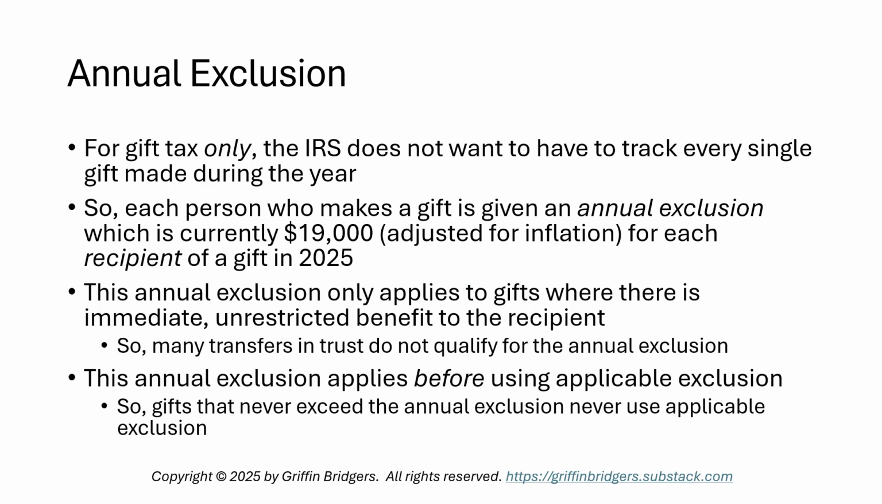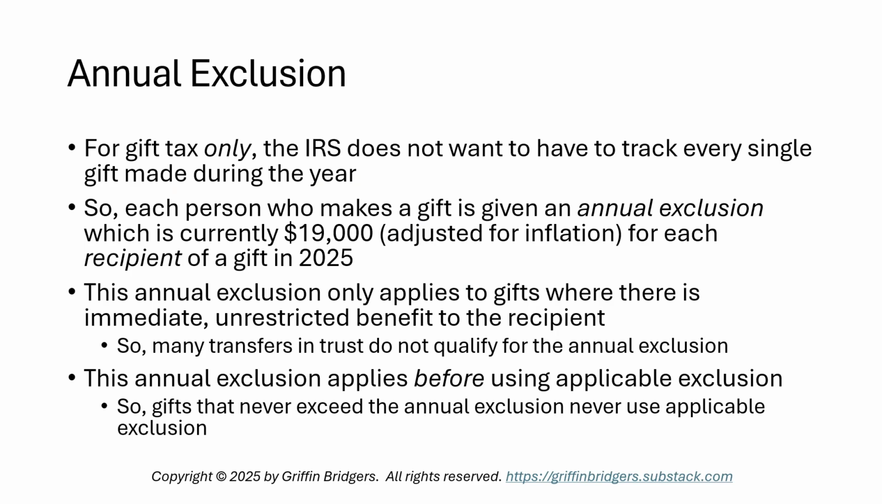Now, before we look at how that looks and works, we're going to first dive into the annual exclusion. This applies only for gift tax, and there's a certain ordering rule by which this applies before we start looking at the broader gift and estate tax applicable exclusion, that lifetime exemption.